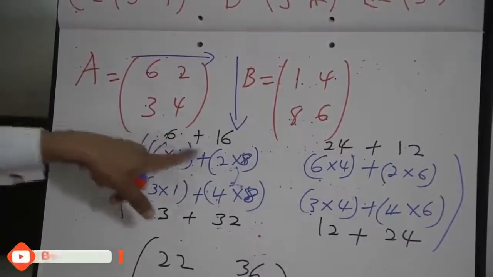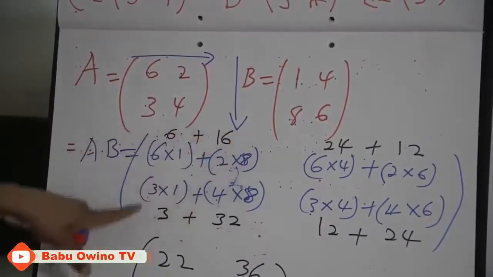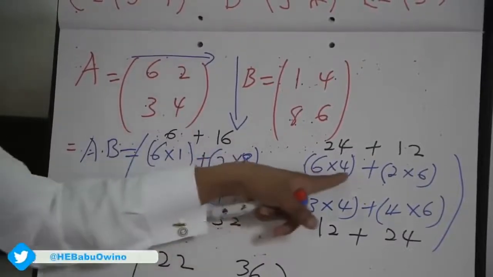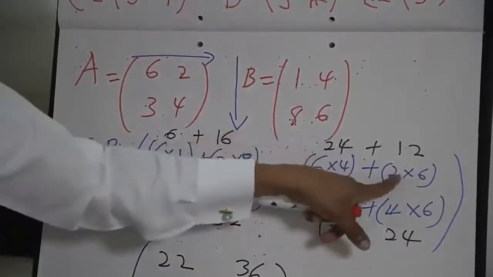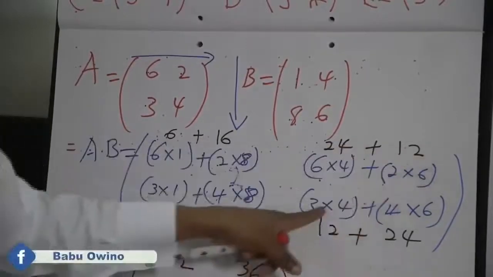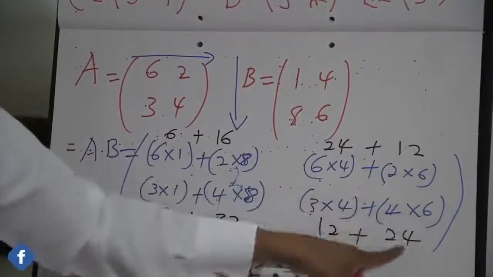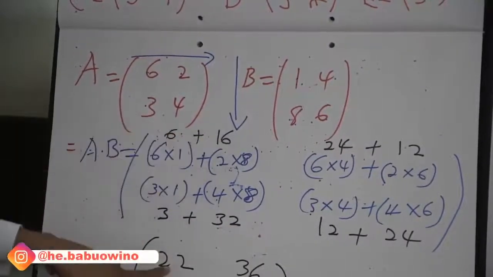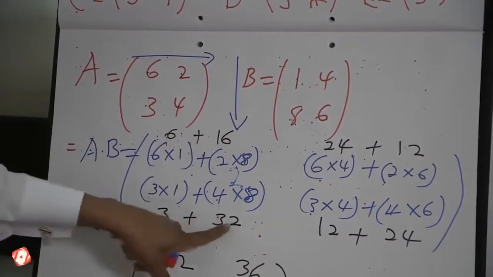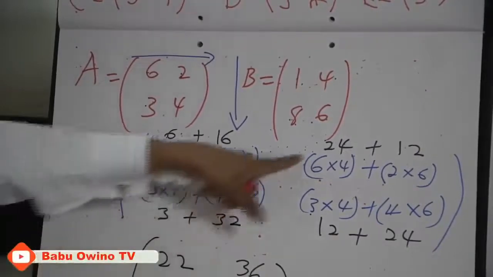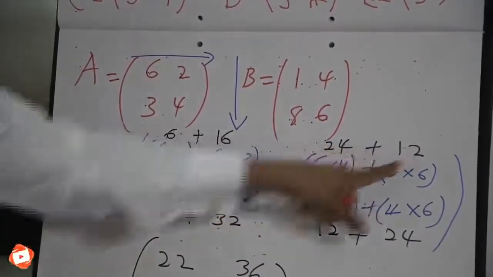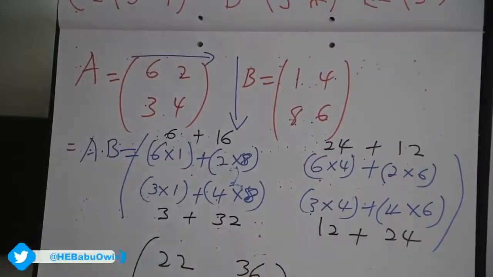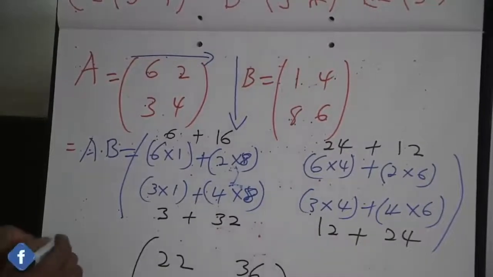Then 6 by 1 is 6, 2 by 8 is 16, 3 by 1 is 3, 4 by 8 is 32, 6 by 4 is 24, 2 by 6 is 12, 3 by 4 is 12, 4 by 6 is 24. Then you add 6 plus 16 is 22. 3 plus 32 is 35. 24 plus 12 is 36. Again, 12 plus 24 is 36. So this is the correct answer for AB.